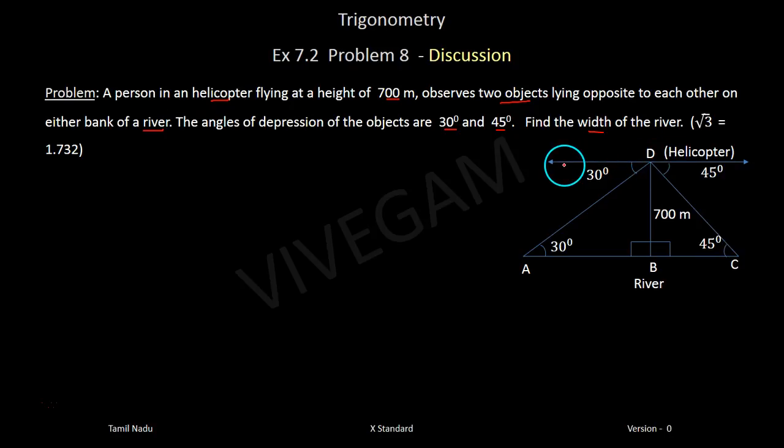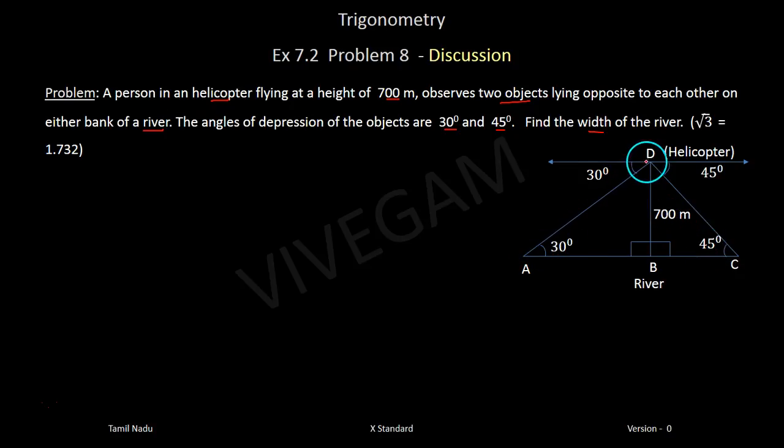So what is this? This is their eye level, right? And this is the line of vision. And this is the angle of depression looking down. And you know, this line and the horizontal line are both parallel. So these are alternate angles. So this angle equals this angle. Similarly, this angle equals this angle. Right? We got this.